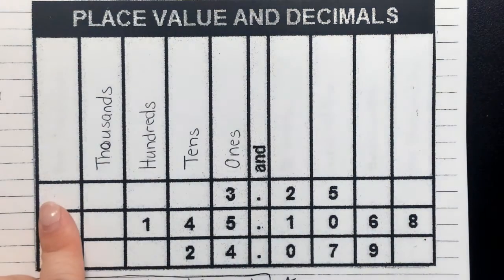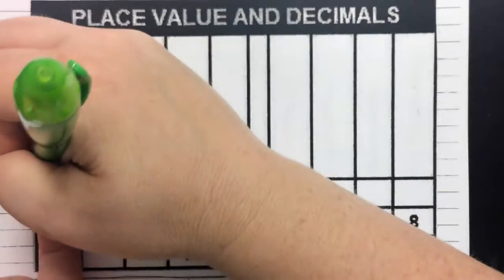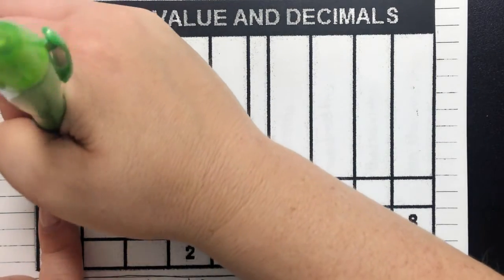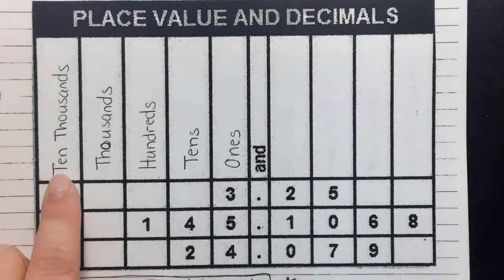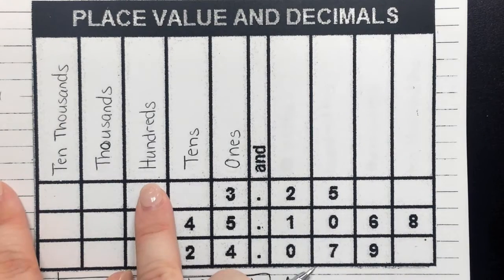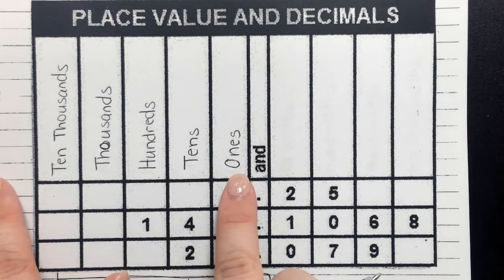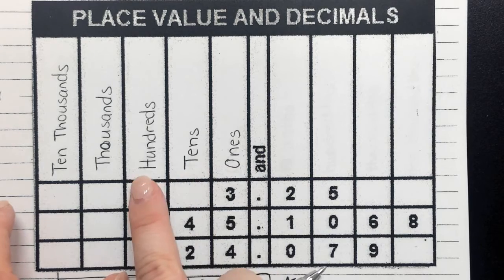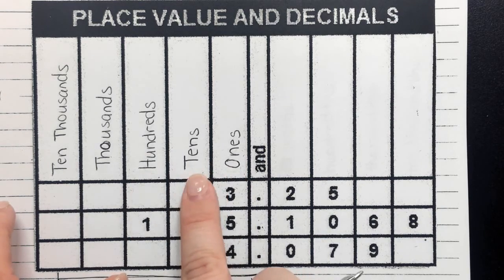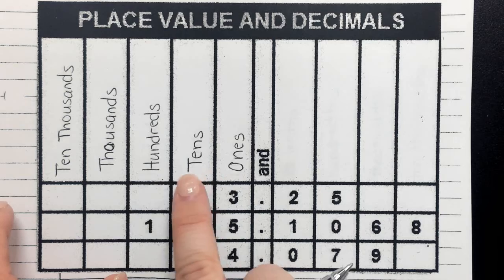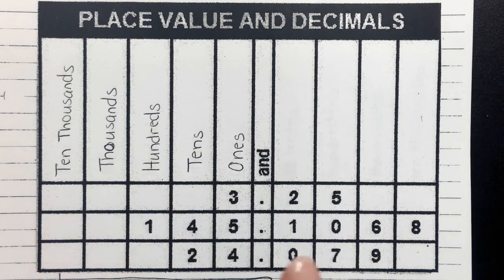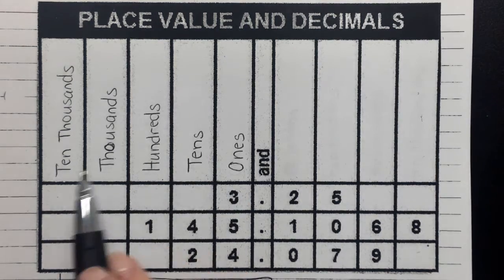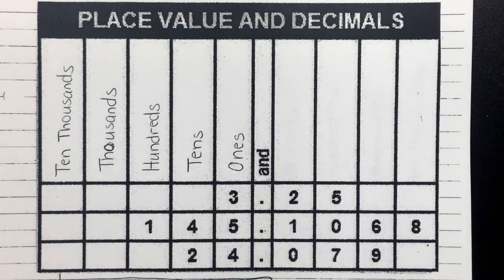And then after thousands, we have 10,000s. After 10,000s, we would have 100,000s. After 100,000s, we would have millions, 10 millions, 100 millions, billions, 10 billions, 100 billions, trillions, 10 trillions, 100 trillions. Quadrillions. All right. So that tens, hundreds repeats each time in between until you get a new value, a new place.